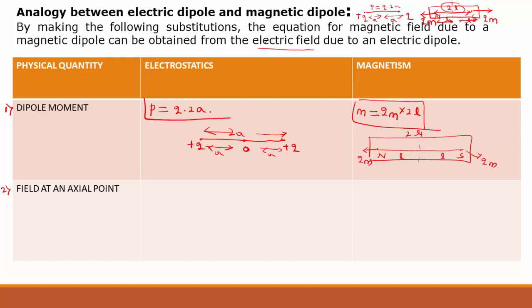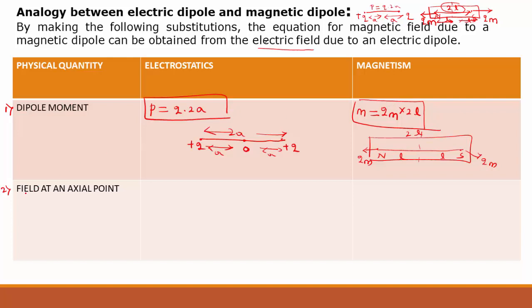In case of electrostatics, the product of the strength of either point charge and the distance is called the dipole moment. This is the difference between dipole moment in electrostatics and dipole moment in magnetism.